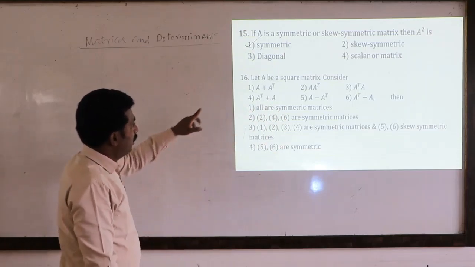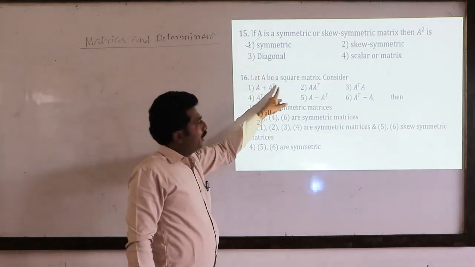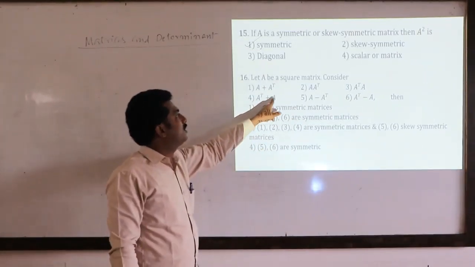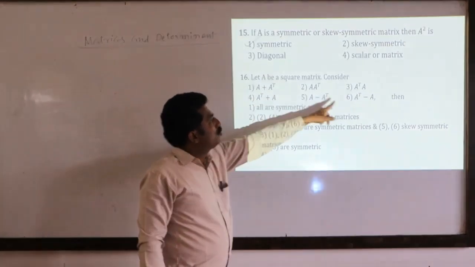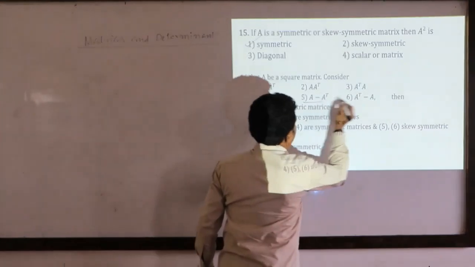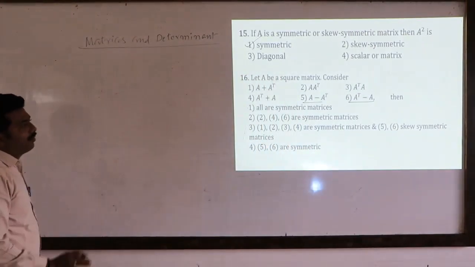Very clear. A is any square matrix means A plus A transpose is symmetric. A A transpose symmetric. A transpose A symmetric. A transpose plus A symmetric. But these two are not symmetric. Minus is there, not symmetric. So that point remember. Here between the two matrices, minus is there. They are the skew symmetric matrices.